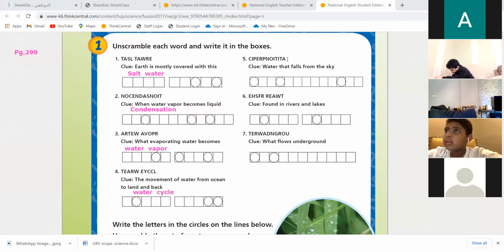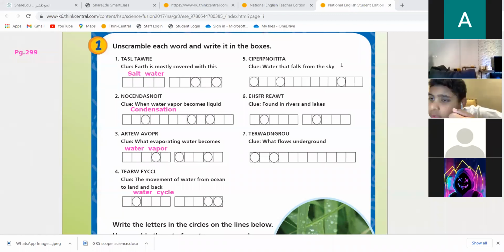I want you to unscramble. Water that falls from the sky. What do we call it? Oh, it's rain. It's rain. Sometimes it can be hail or snow. What do we call it then? The water that falls from the sky.